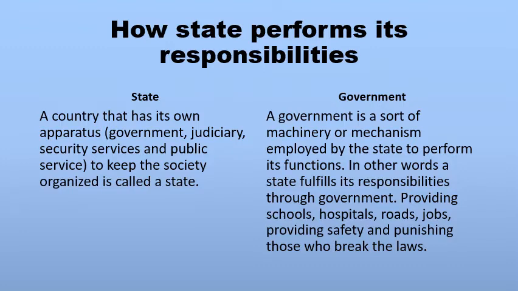Basically, the domain of the state has been extended as compared to the past. Now we have so many new jobs, new roles, and states have assumed so many new responsibilities. 5,000 years ago, the jobs of the states were very few. Today, the jobs have increased to so many numbers. So these are the jobs which the state performs with the help of the government. The summary of this slide is that a government is a tool for the state by which the state performs its responsibilities.